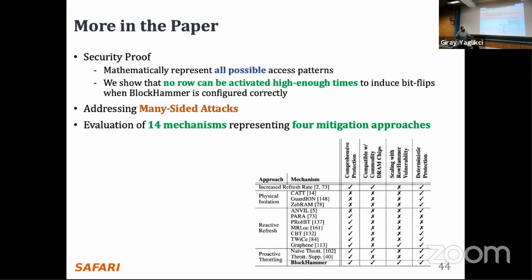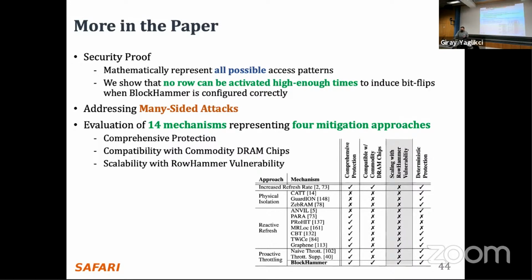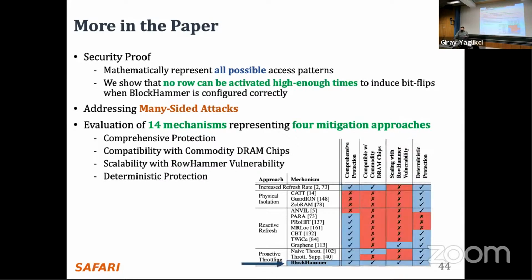You can see over there in the second column from 4 aspects: comprehensive protection, compatibility with commodity DRAM chips, scalability with worsening RowHammer vulnerability, and deterministic protection. And we show that BlockHammer is the only mechanism that satisfies all of them based on the criteria we explain here.